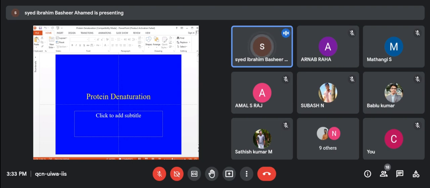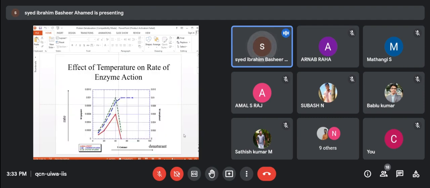So we will discuss that. All right. So I'll tell you now. You can see here the effect of temperature on enzyme action. The rate of enzyme action is increasing with the increment of the temperature. The rate of enzyme action will keep on increasing, but at a particular point it suddenly falls and the protein begins to denature. After that there won't be any enzyme reaction.